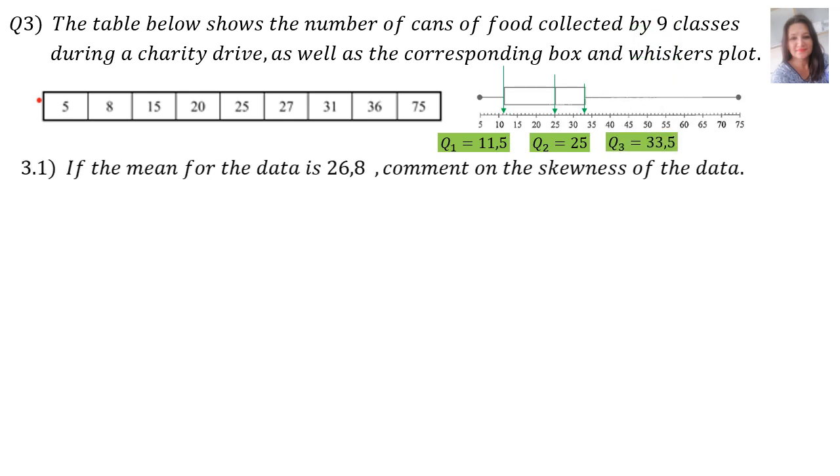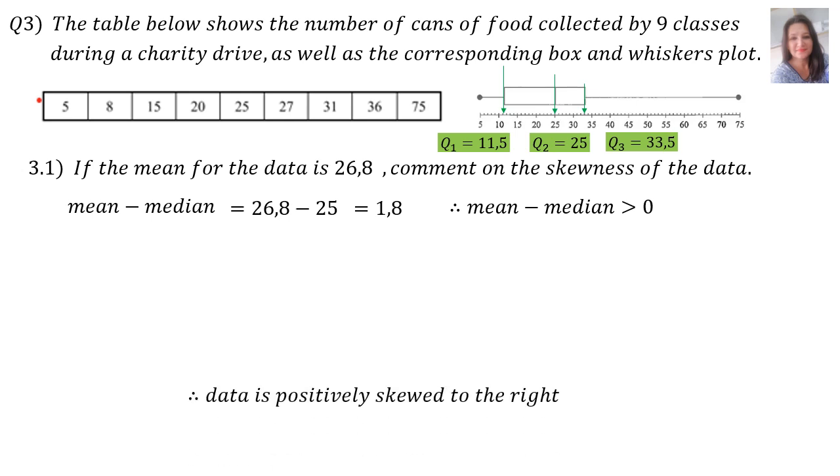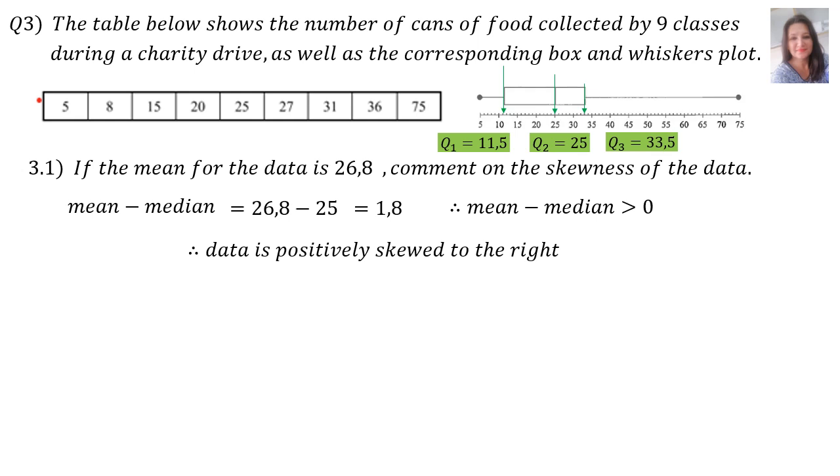Now let's do the question. 3.1. If the mean for the data is 26.8, comment on the skewness of the data. So now we can do a little calculation where we will say mean minus median. 26.8 minus 25 is 1.8. And remember, I said when you do mean minus median and your answer is positive, greater than 0, then you can say that the data is positively skewed to the right.